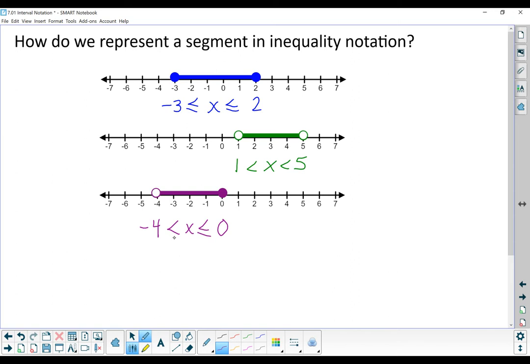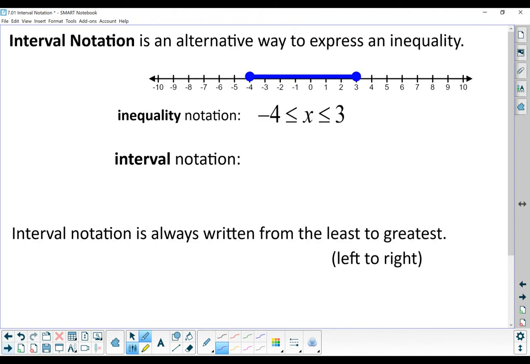Again, you'll notice that the inequality symbols are facing the same direction because x is greater than -4, so the greater than side is by the x, and x is less than 0, so the less than side is by the x. Okay, so that hopefully was just a review to refresh your memory.